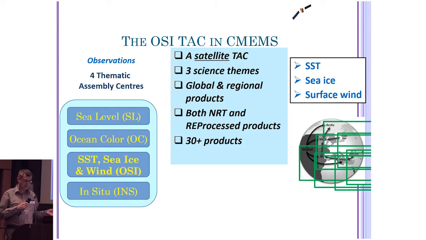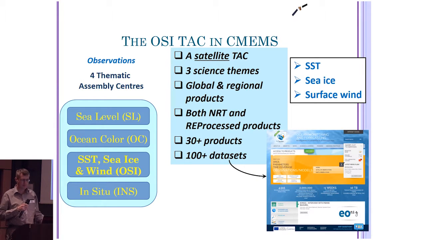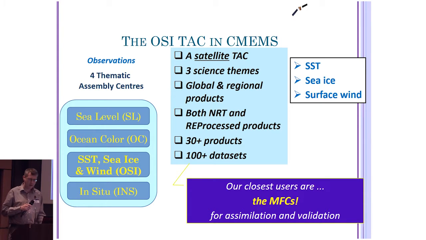And a lot of those products have below them a number of different data sets. So, for example, for the sea surface temperature data that I'm responsible for, we have not only the SSTs themselves, but also monthly means and seasonal means. And that gives over 100 data sets that are accessible through the CMEMS catalogue. And as might be guessed by the mentioning of the regional products earlier, our closest users we think of as the MFCs, who use the data for assimilation and validation.